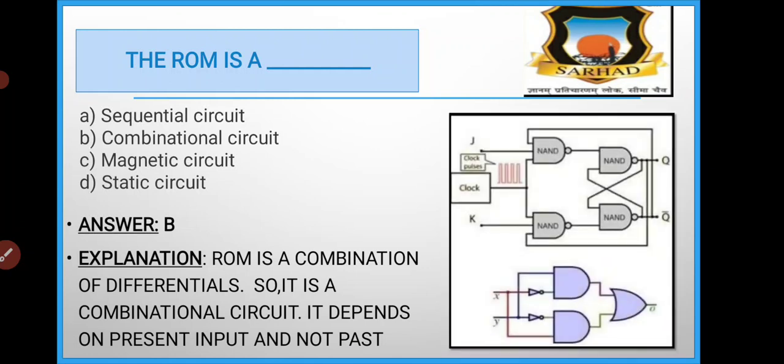Okay, so this is the image for this ROM. That is the combinational circuit. So how does it act as a combinational circuit? By using the NAND gate, NOT gate, and the OR gate, we can construct it as a combinational circuit.